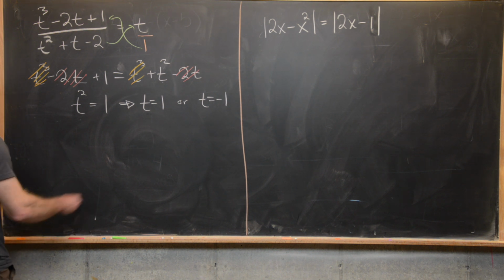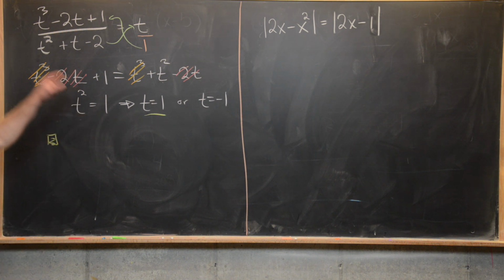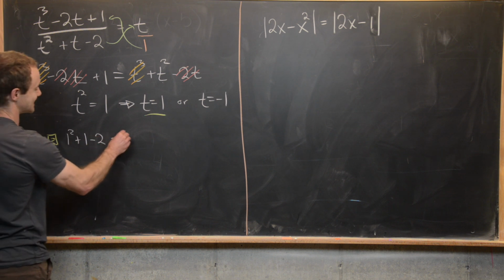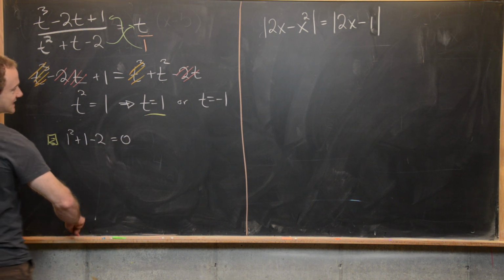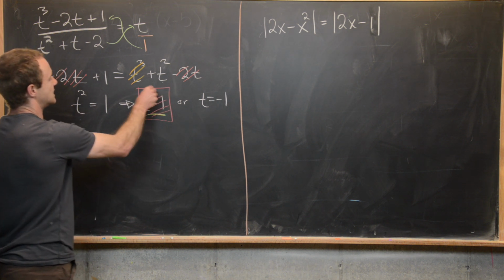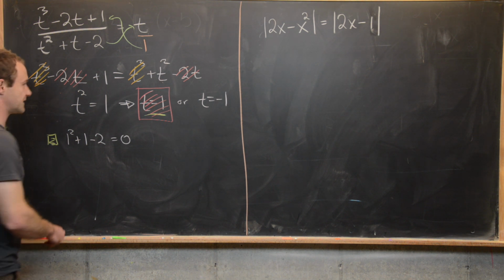Well, let's maybe first plug t equals 1 into this. So plugging t equals 1 into this denominator gives us 1 squared plus 1 minus 2, but that's equal to 0. But since that's equal to 0, we can't really have zeros in the denominator. That doesn't make any sense. So that means we cannot keep that solution. So let's look at this other one.